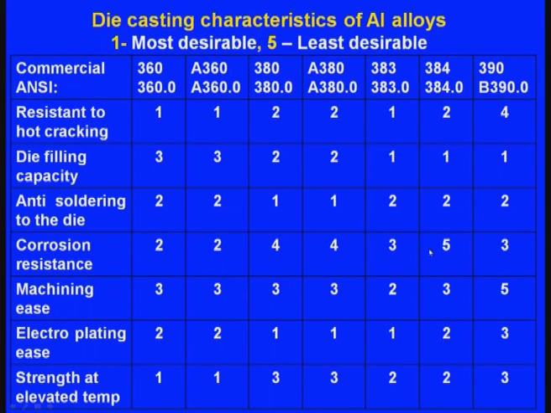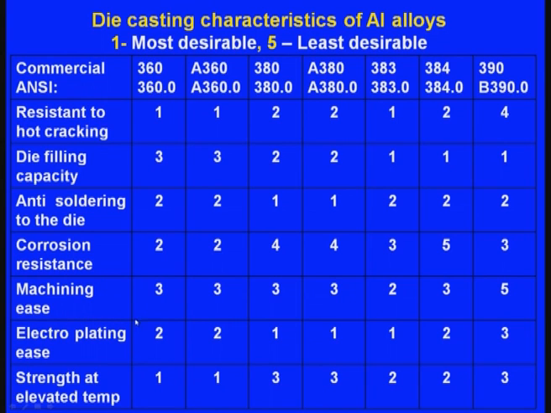383 is in the middle. Next one, 384 is least desirable, and 390 is in the middle. Next one, machining, we can see here all these three alloys are in the middle, whereas 383 is close to most desirable. Again, 384 is in the middle, and 390 and B390 are most desirable.